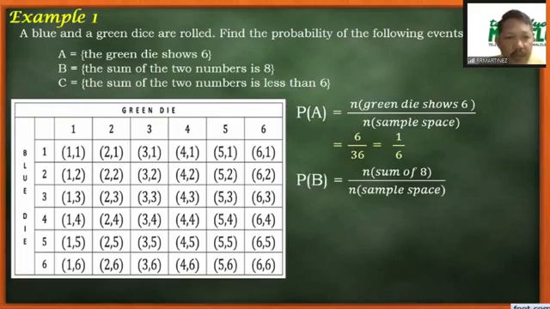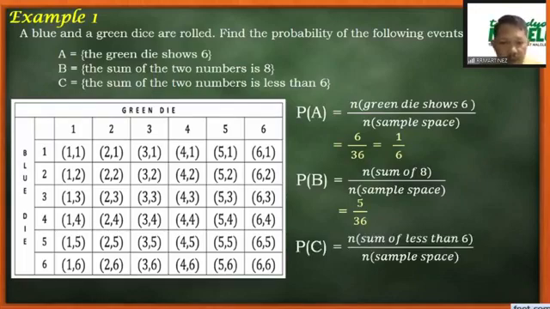Then the probability of getting the sum of the two numbers is 8. So from the table, we need to look for the pairs which have the sum of 8. First 2 and 6, then 3 and 5, 4 and 4, 5 and 3, and 6 and 2. So therefore, 5 over 36. Okay, so 5 over 36.